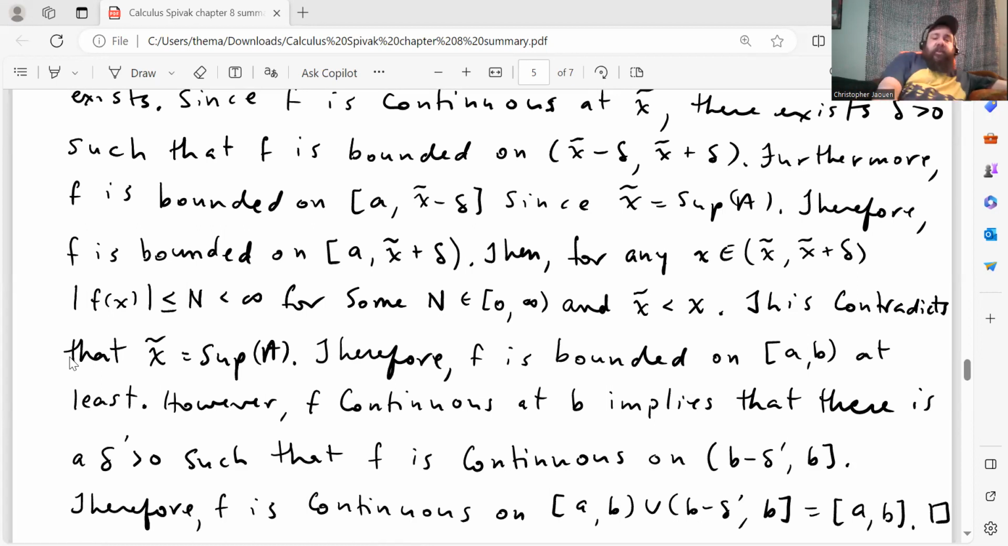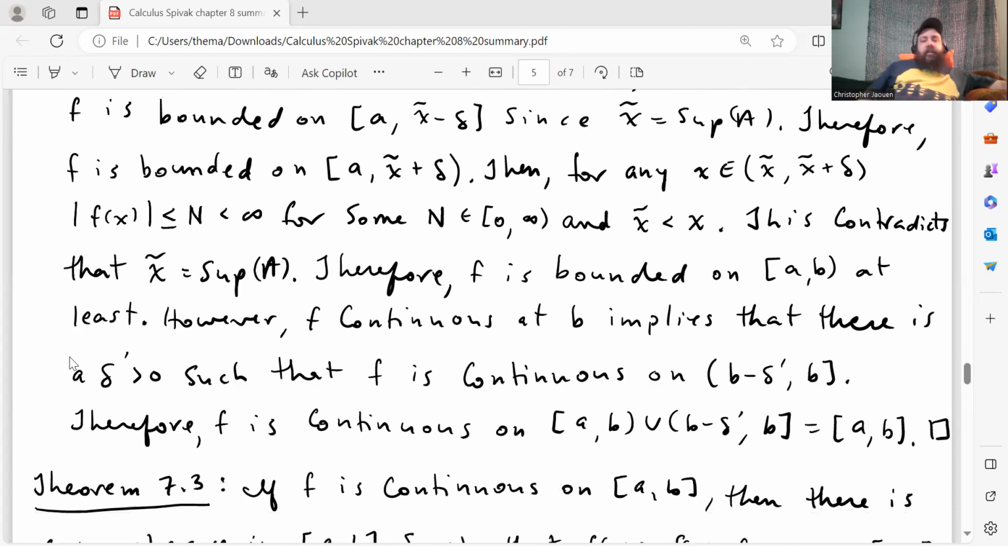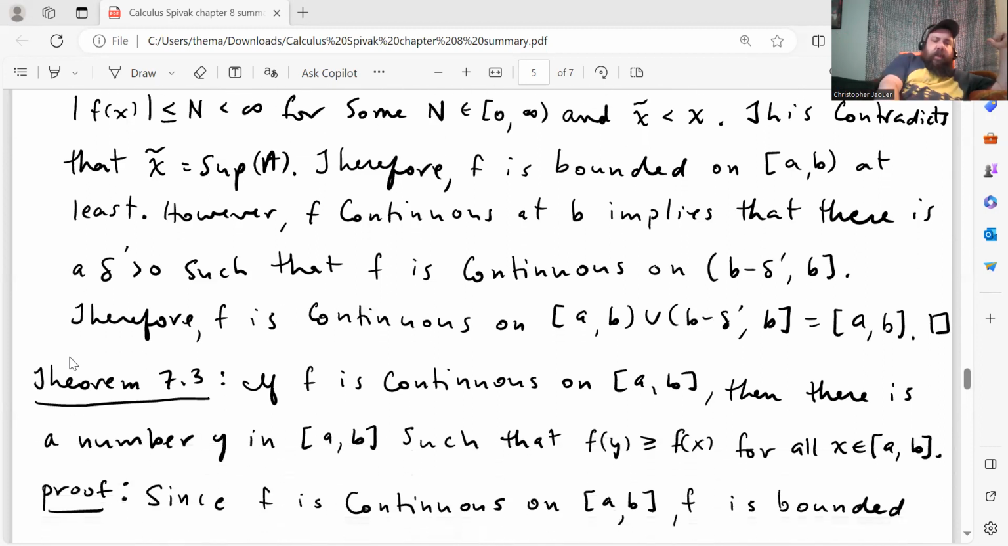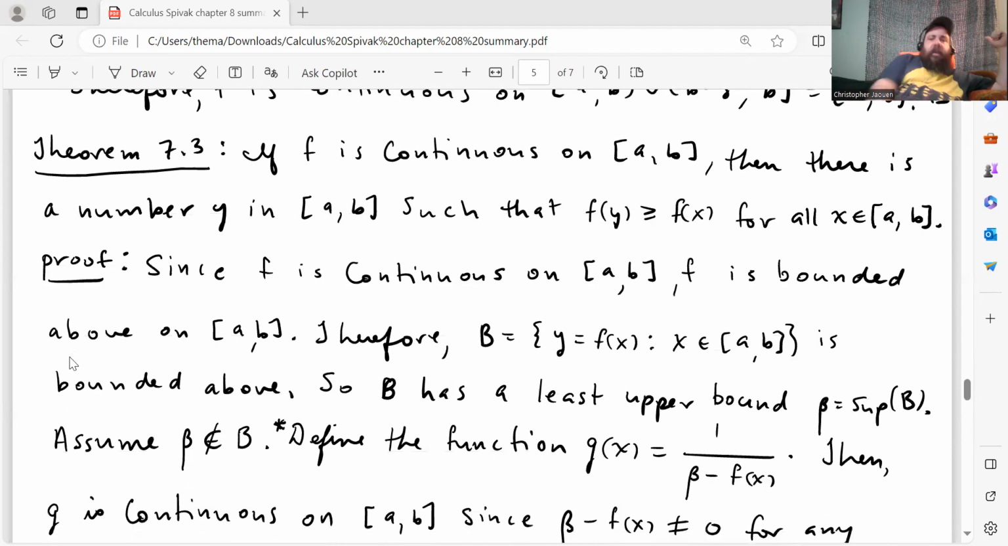However, f is continuous at b, which implies that there's a delta prime greater than 0, such that f is continuous on the interval from b minus delta prime to b, excluding the lower endpoint, but including the upper endpoint. Therefore, f is bounded on the union of those two intervals, which, if you notice, unions to give you the entire interval from a to b. So now 7.2 is established, and we go on to 7.3. And once we've done all these, then all the theorems that we proved in chapter 7 follow from them.